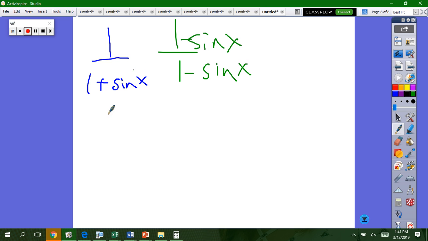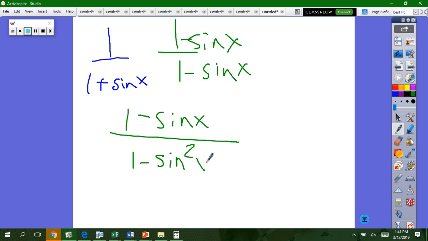Okay, so when I multiply conjugates, what happens is once again, conjugates go into a difference of squares, don't they? I wonder what this looks like. Looks like cosine squared, because 1 minus sine squared is cosine squared. That's an identity.